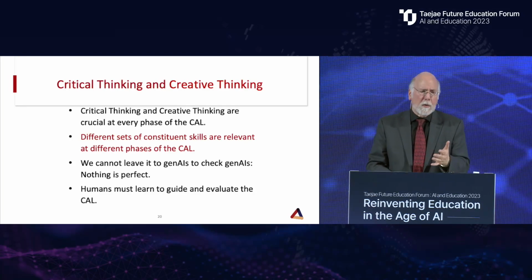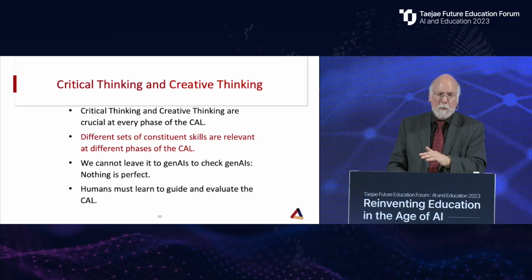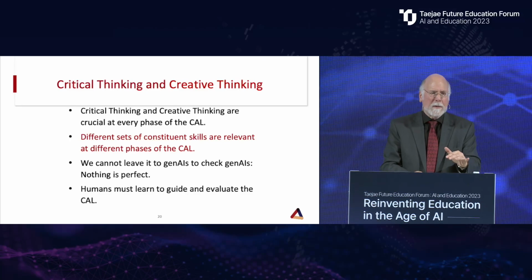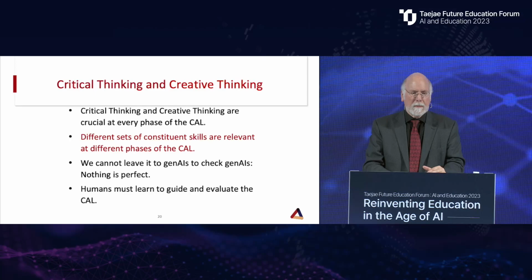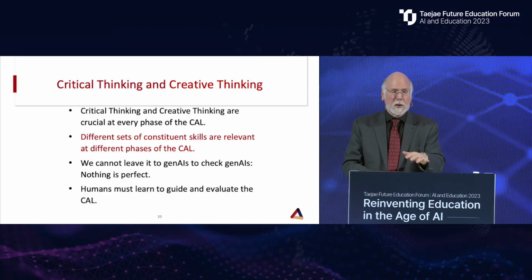So critical thinking and creative thinking are crucial at every phase of the cognitive amplifier loop, the CAL. Key thing, different sets of constituent skills, those small entries, are relevant at different phases of the CAL.